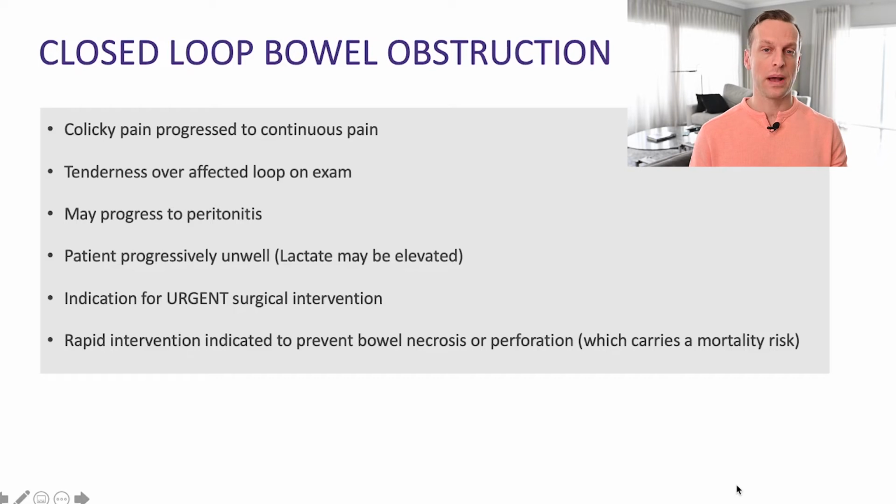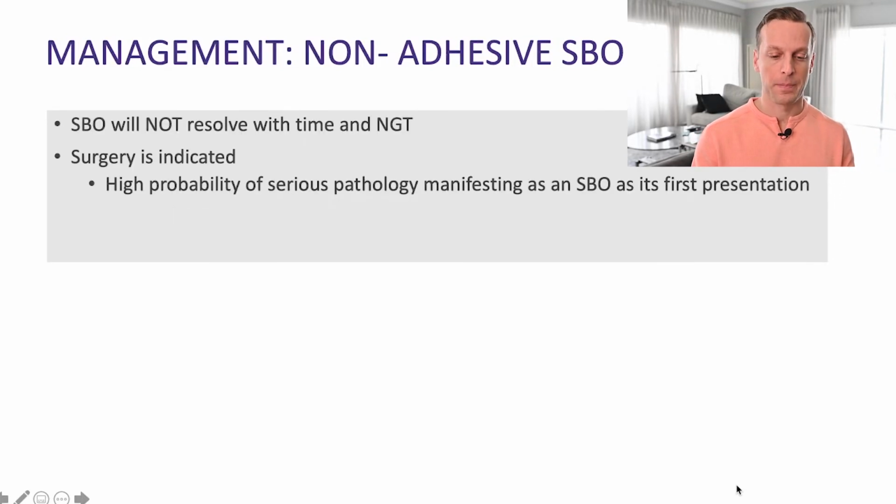If you suspect a closed loop bowel obstruction, that's an indication for urgent intervention, not an indication for serial examinations. And we want to avoid perforation and necrosis because when that happens, that increases the probability of mortality when we're dealing with a bowel obstruction case.